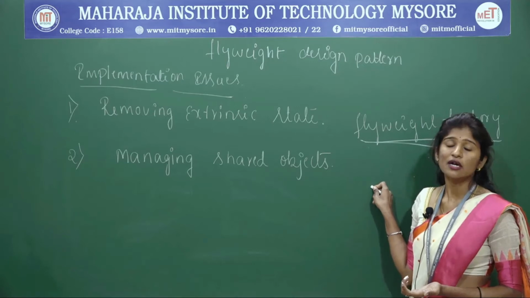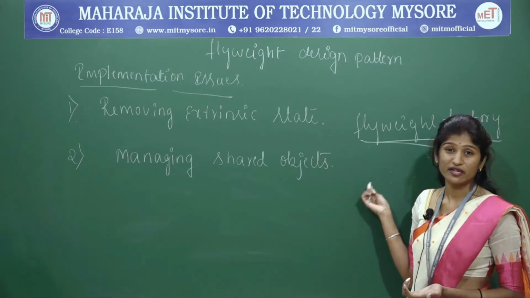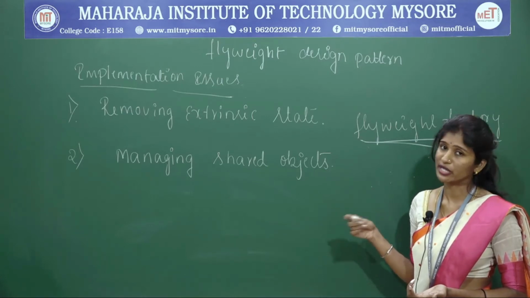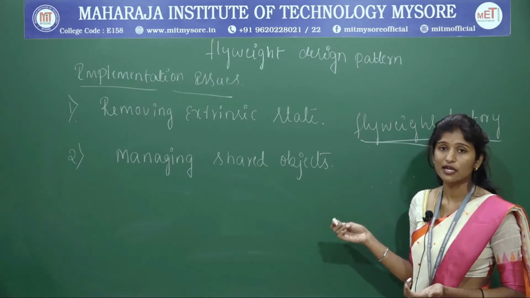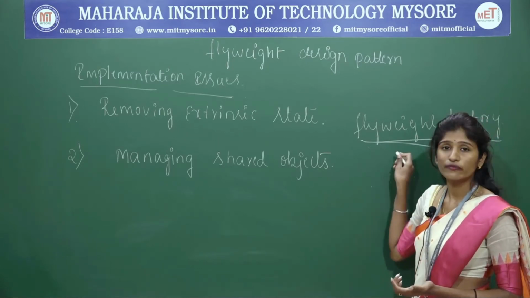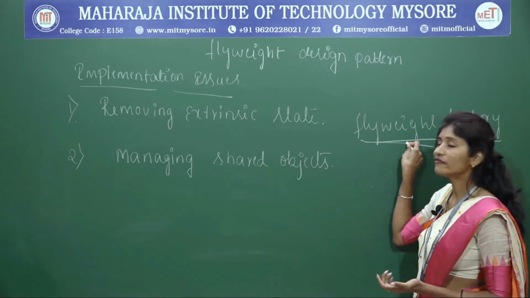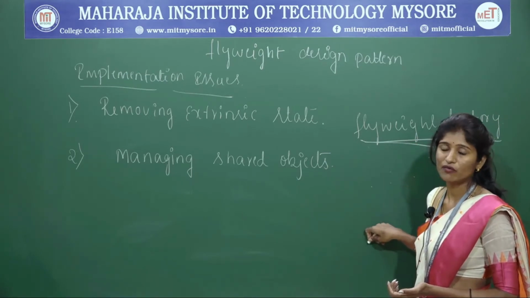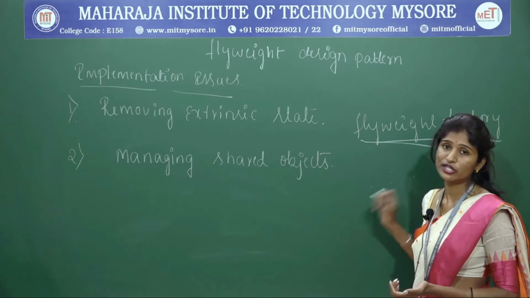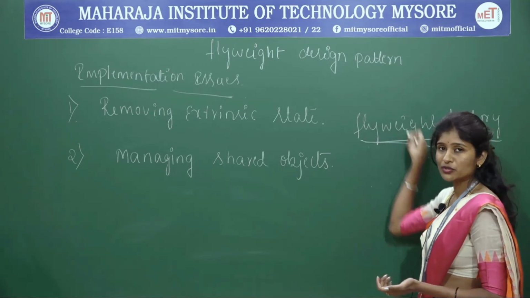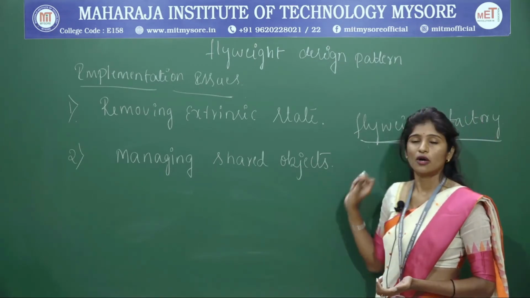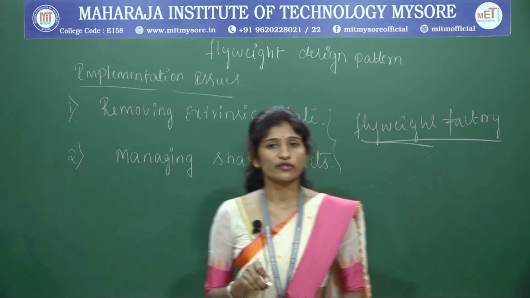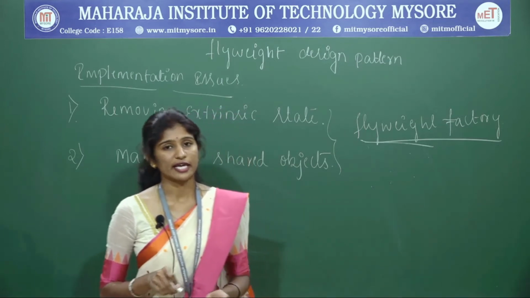The definition itself tells us: it contains a group of fine-grained objects which we can manipulate or use efficiently. That is the definition of the flyweight design pattern. So if you want to perform any activity, go with the flyweight factory, so that it forwards the request to the object. Whatever operations you want to perform, you just pass through it, and they will be applied to the objects. These 2 points you need to consider before going for the implementation of the flyweight design pattern.